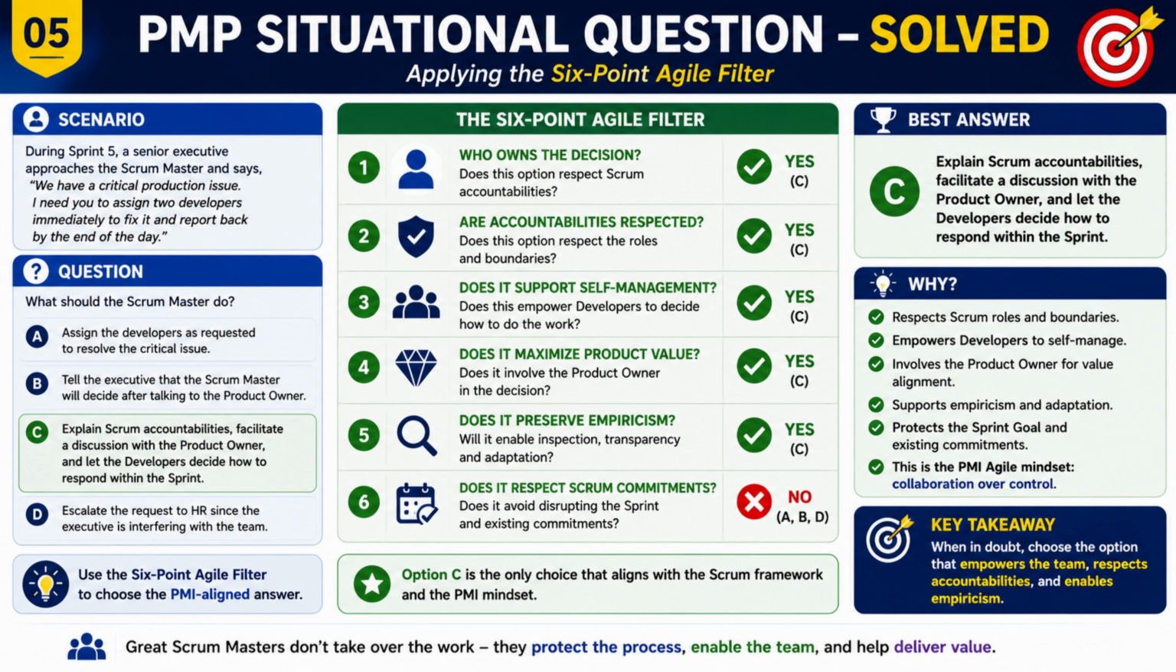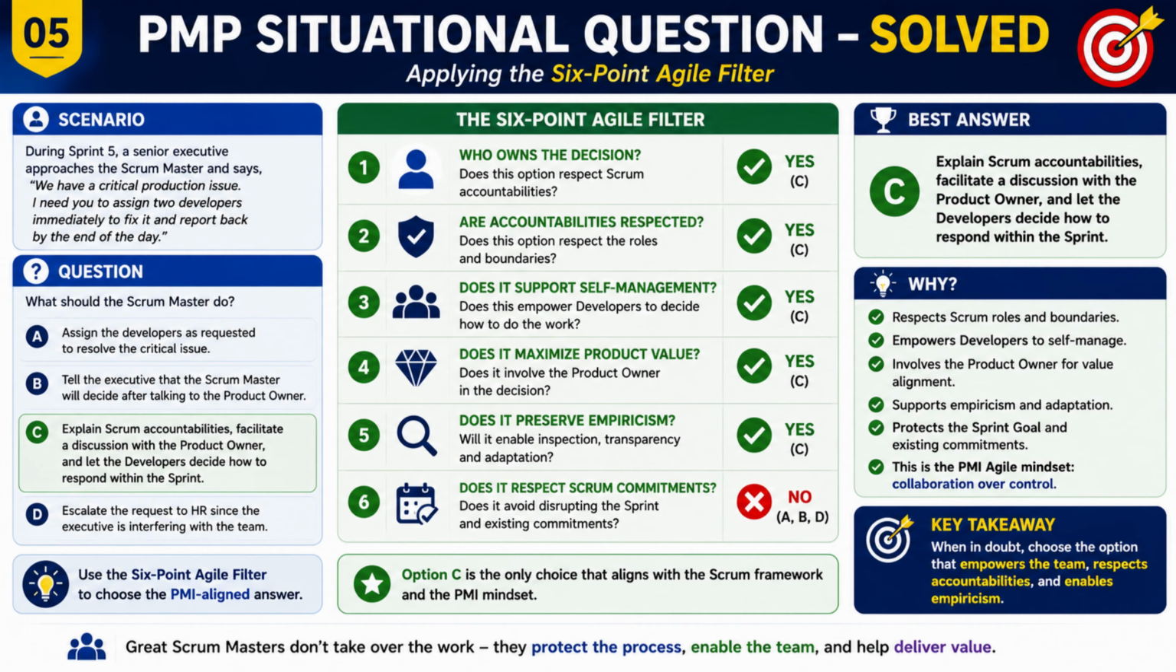and deciding priorities. Fifth, does it preserve empiricism? Instead of making a top-down decision, the Scrum team should inspect the situation together, discuss the options transparently, and adapt based on what they learn. Finally, does it respect Scrum commitments? Any response should protect the current sprint goal and avoid disrupting the team's commitments without proper collaboration and evaluation.